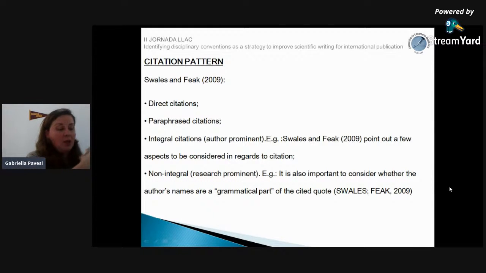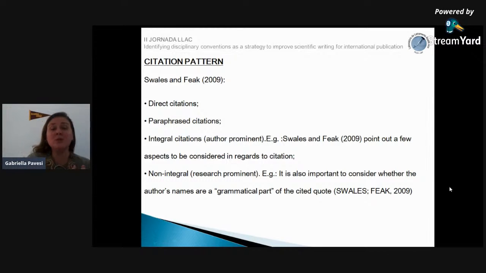Okay, good. So, citation patterns. So we took a look at a more intuitive response on that survey, talking about what we remember of citation patterns in our texts. And now let's see what the different patterns are. So as put by Swales and Feek, there are four main characteristics, or different takes, on how we divide citation patterns. I would say that the first two, direct citation and paraphrasing, are more in terms of how we present the content that we're paraphrasing. And the last two, integral and non-integral, refer more to how we include the authors of our sources into our text.